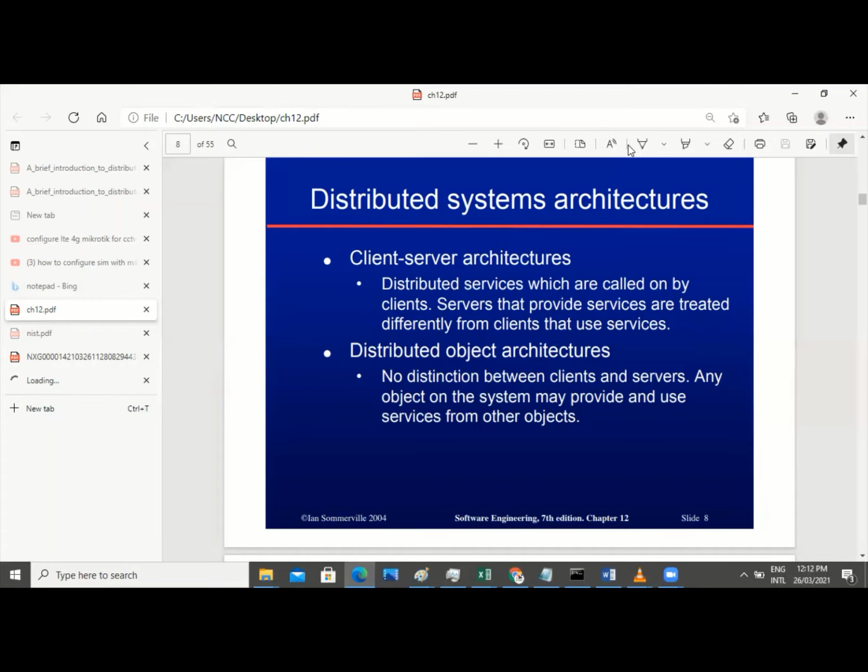Now, the client server architecture is what is widely used out there, whereby you have a distributed service which is called on by clients. Servers that provide services are treated differently from clients that use the services. So what are we trying to say? What am I talking about?